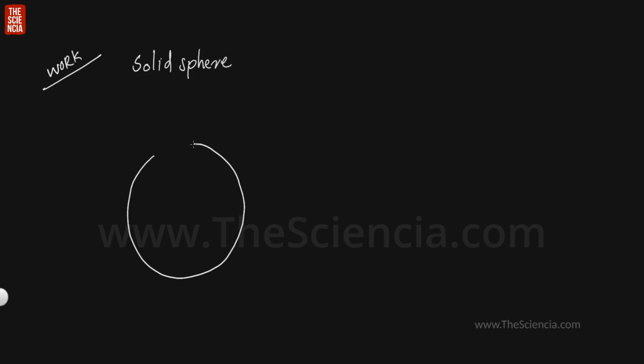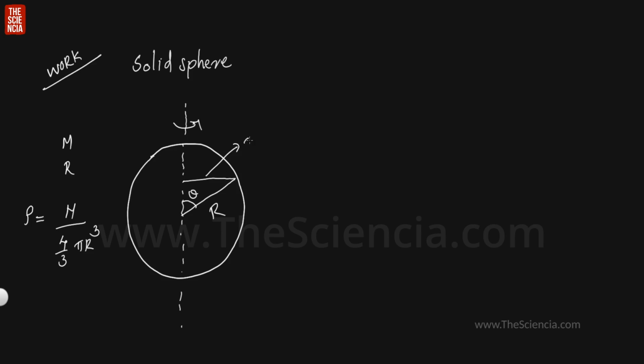Another work for you. Consider a solid sphere. The mass of the solid sphere is capital M and radius is capital R. Then the mass density rho will be equal to M by 4 by 3 pi R cube. Right, and this is the radius r, and this solid sphere is rotating about this axis. Okay, and this angle is theta, and the perpendicular distance is equal to r sin theta.